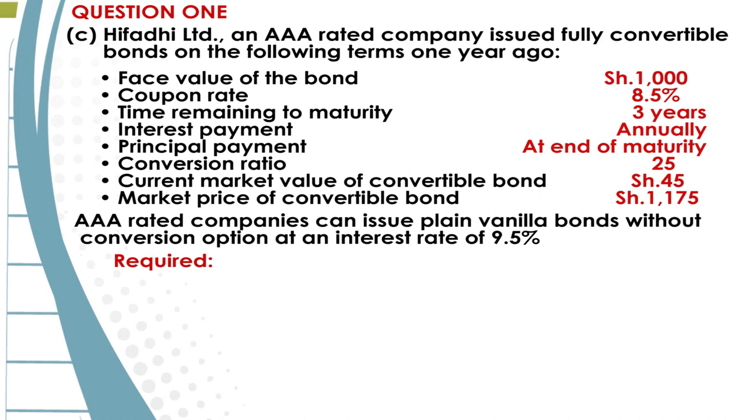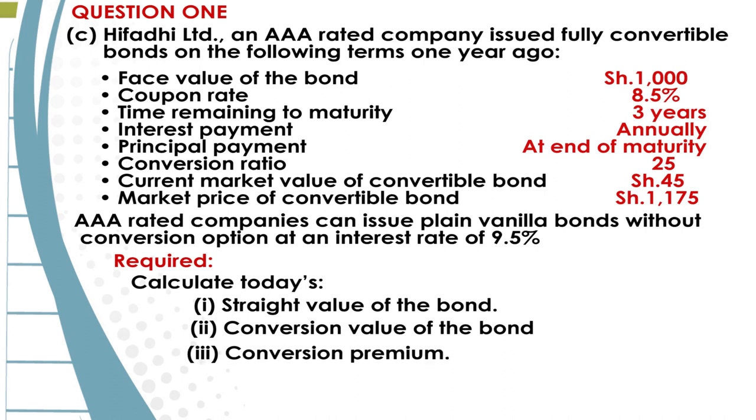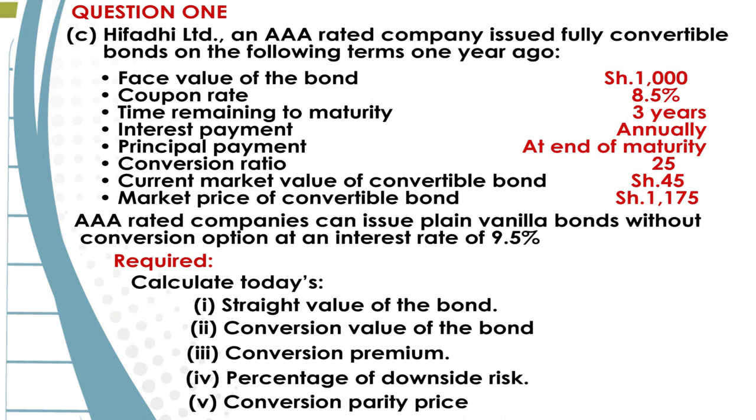Required, calculate today's: 1, straight value of the bond, 2 marks; 2, conversion value of the bond, 2 marks; 3, conversion premium, 2 marks; percentage of downside risk, 3 marks; and 5, conversion parity price, 2 marks. This is C. Straight value of the bond. That's the question.